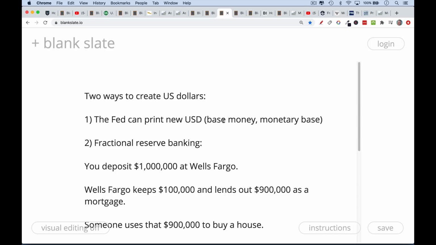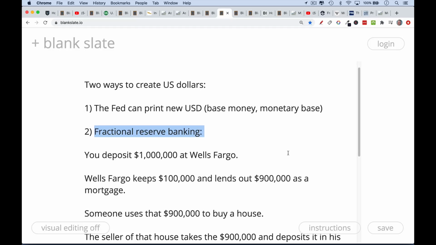This is called base money, monetary base. You'll hear different terms. M0 is another term for it. So that's the first way. Fractional reserve banking is the second way. And this basically happens when banks receive deposits and lend out the money, thus creating more money.